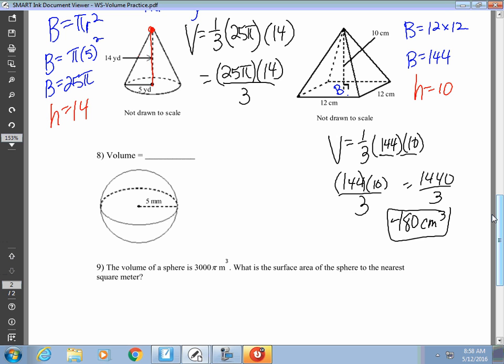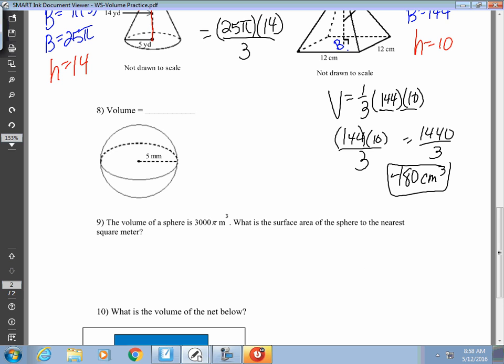All right, let's do 8 together. This is a sphere. Hopefully you recognize that, like the globe sphere. Look on your formula chart. It has its own special formula. It is 4/3 pi r cubed, 4/3 times pi times the radius cubed. You can multiply by 4 and then divide by 3. That's one way you can break it down.